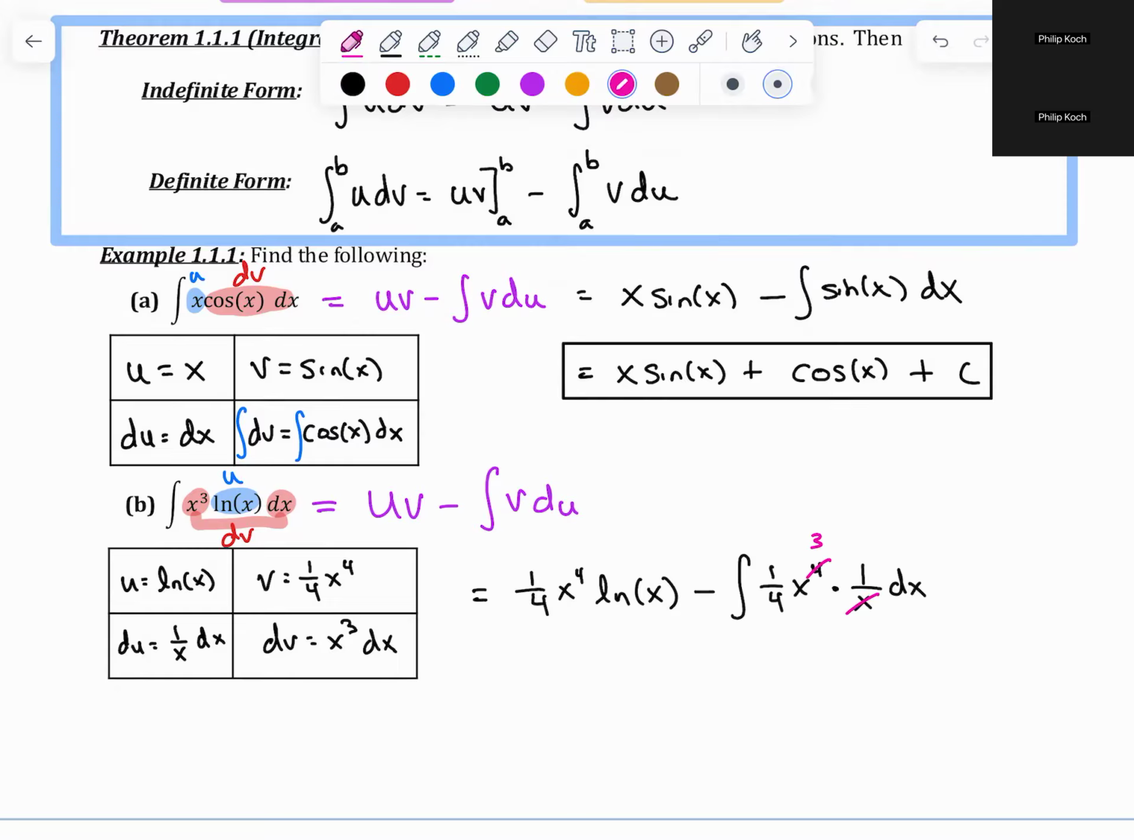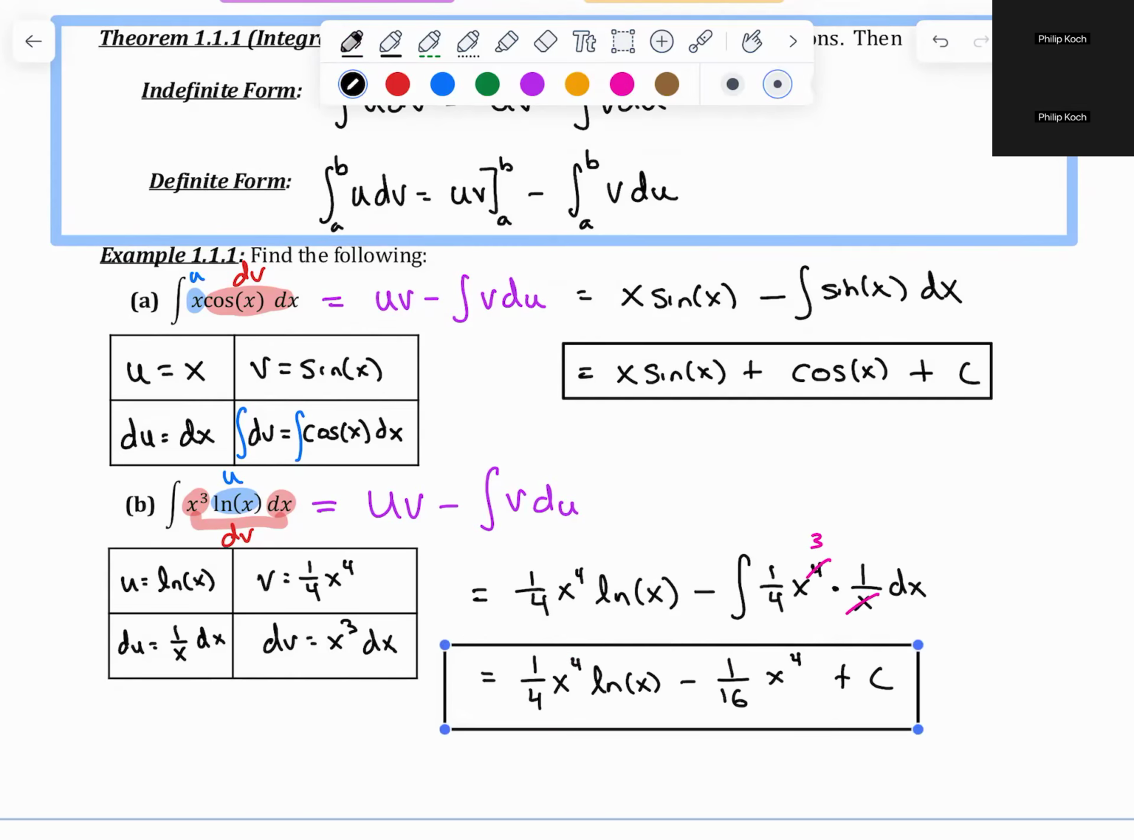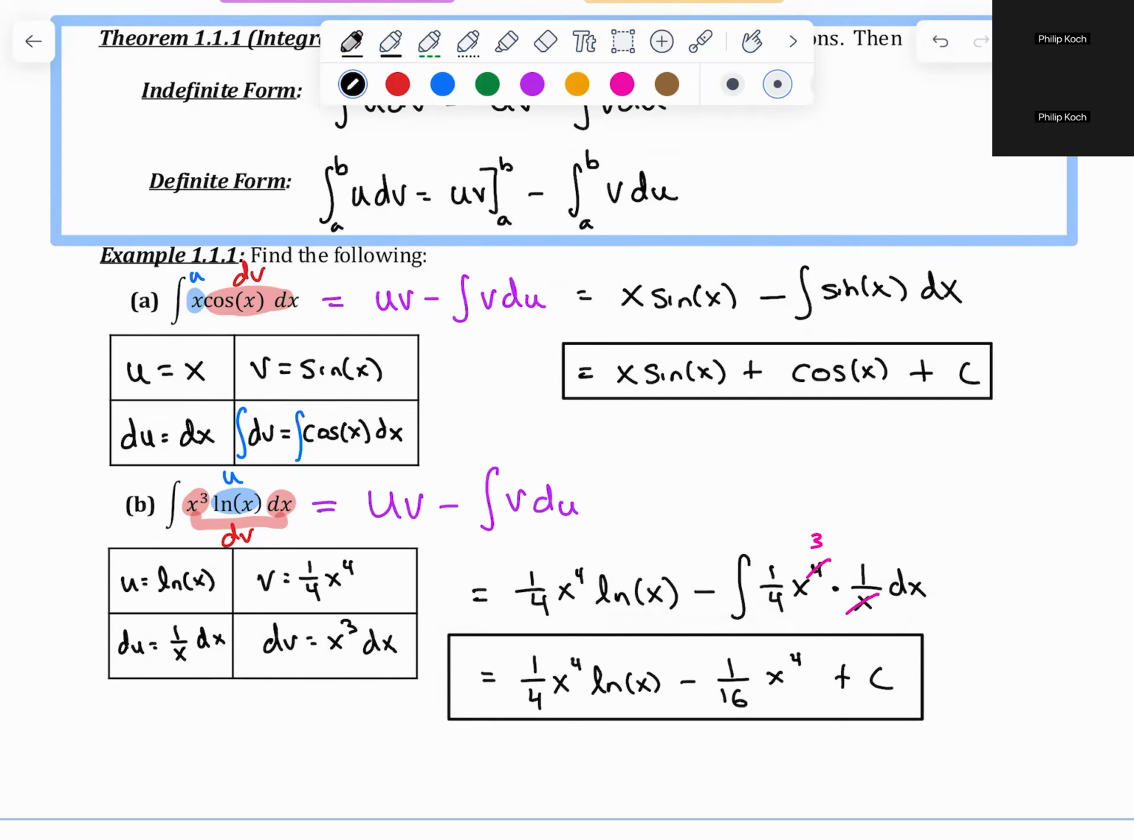So we've got the integral of 1/4 x cubed, which is a power rule. So it becomes 1/4 x to the 4th natural log of x minus 1/16 x to the 4th plus a constant c. Boom, done.